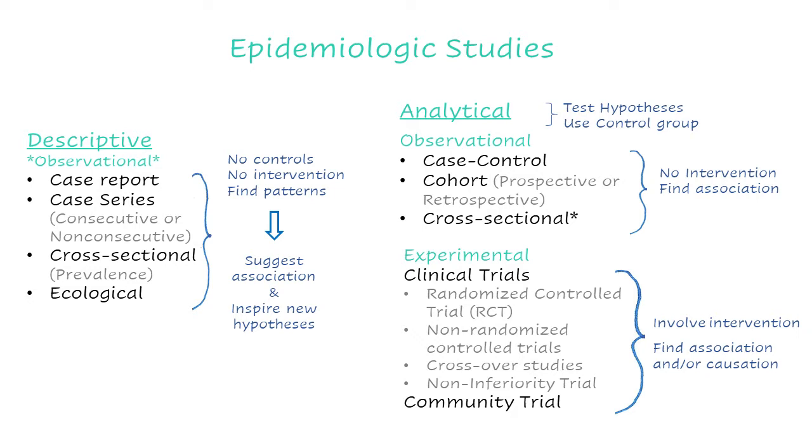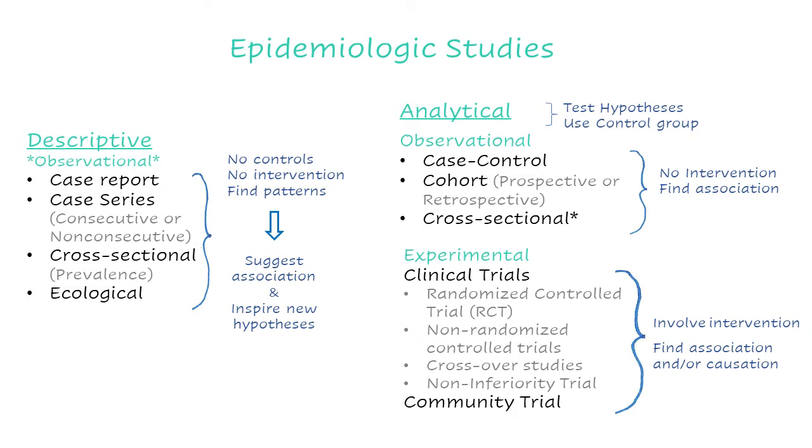Rather, exposure and disease prevalence data is collected at the same time and then used for comparison between the two groups. For example, making a comparison between the proportion of exposed persons with disease to the proportion of non-exposed persons with disease. The other category of analytical studies is the experimental studies, which mainly includes clinical trials, such as randomized control trials, non-randomized control trials, crossover studies, and non-inferiority trials, but also community trials.